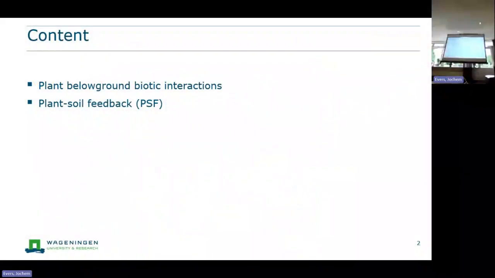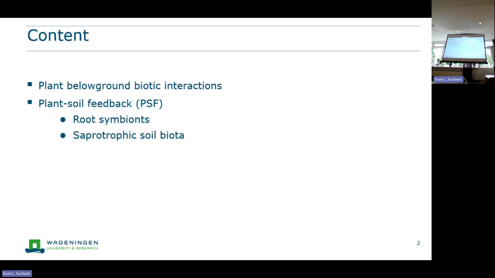So, basically the main components of the talk will be on what we actually have in terms of these biotic interactions below ground. And then I jump into this plant soil feedback concept. Probably several of you have heard of it before, you for sure, from other courses, but maybe some others not, but that's okay. I will introduce it, looking mostly at root symbionts, but also the saprotrophic soil biota.